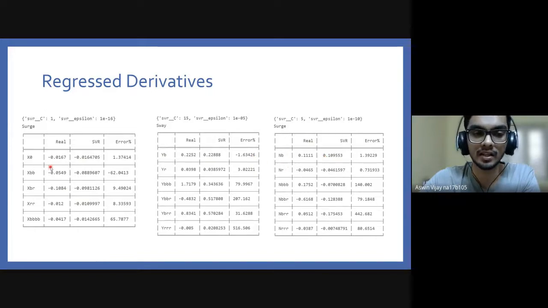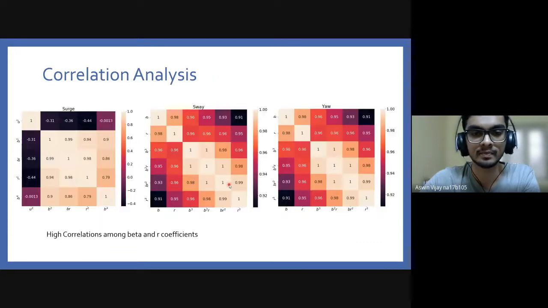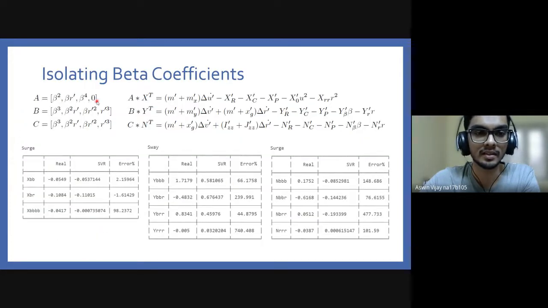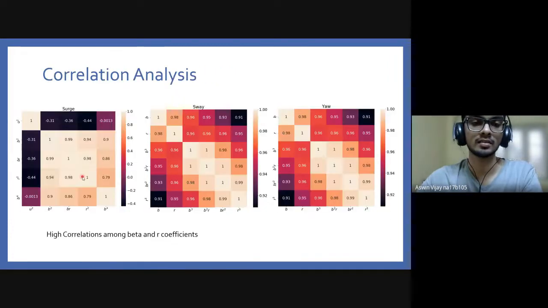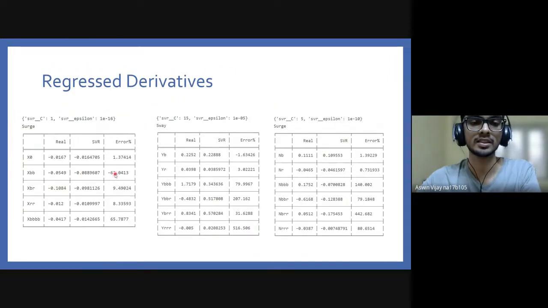I will only regress the beta terms since I know that the beta terms are erroneous. So these are the derivatives that I'm looking to figure out now, and these are my modified equations. From the modified equations, I was able to effectively get out x beta beta, wherein the x beta beta term here had around 60% error.